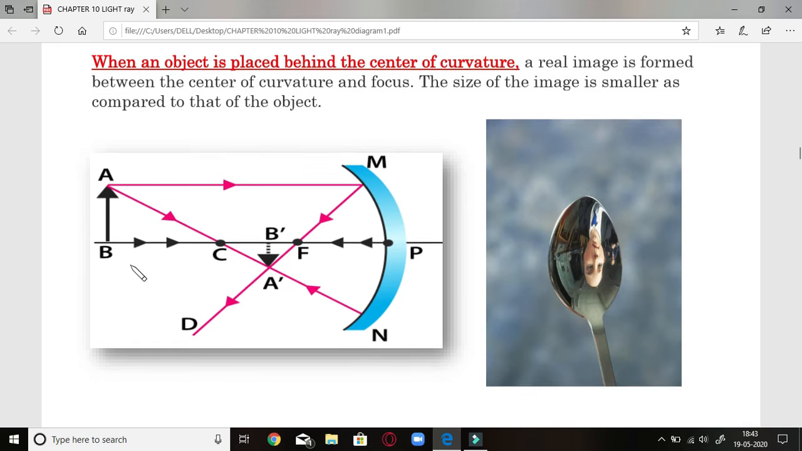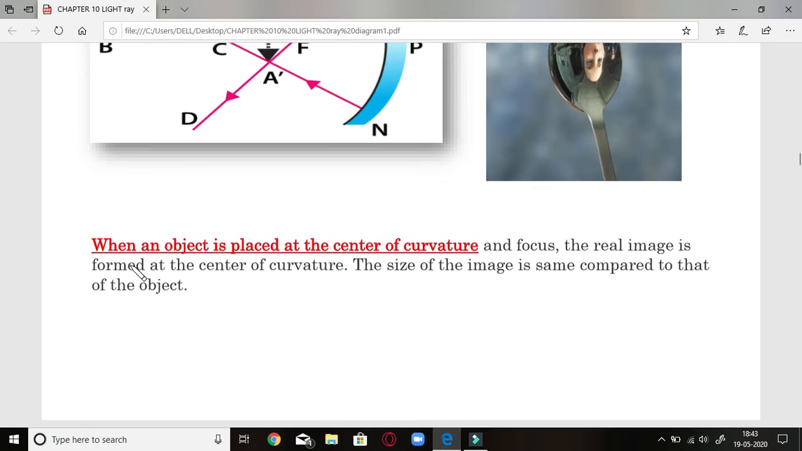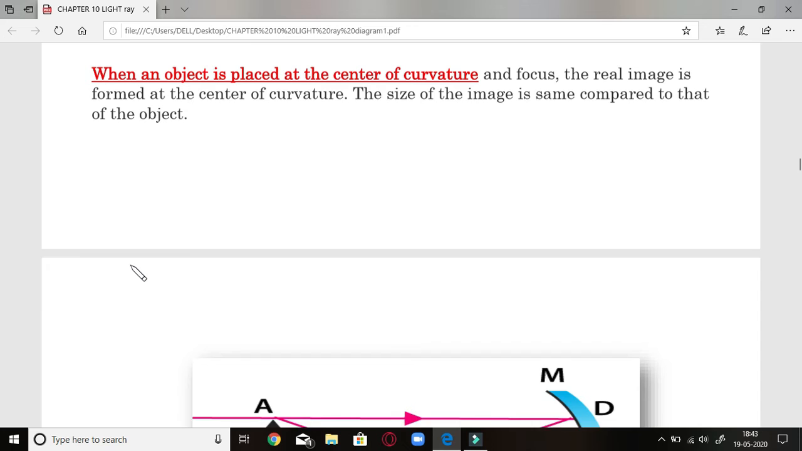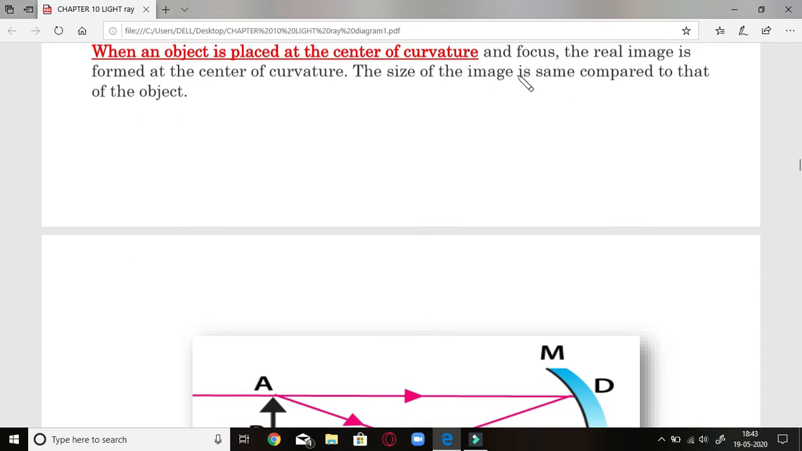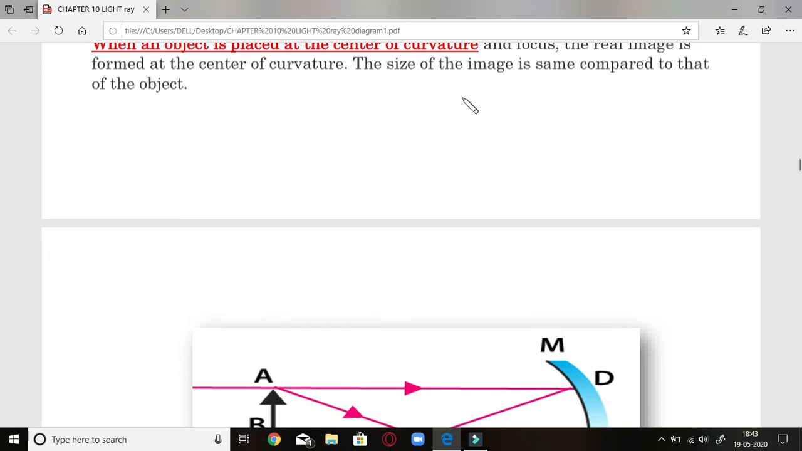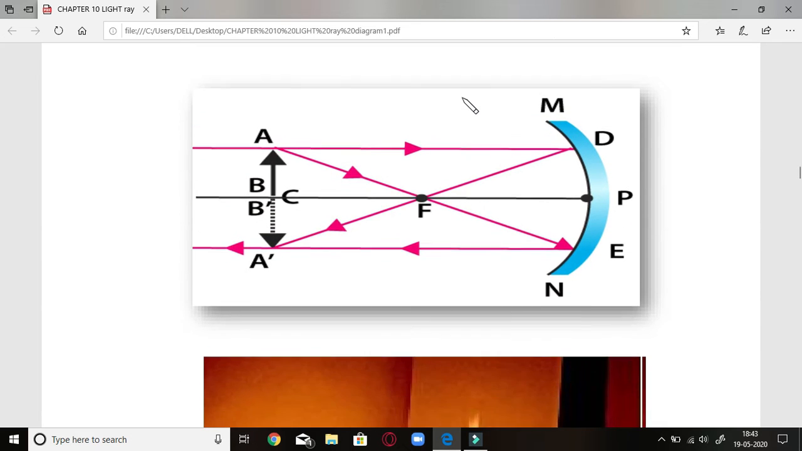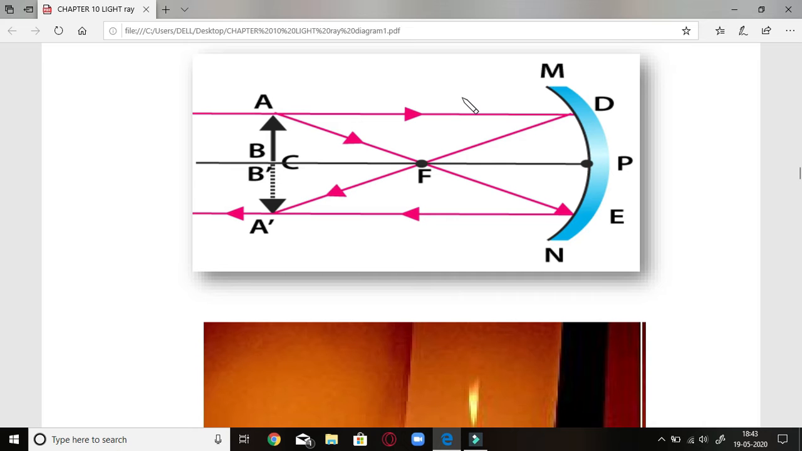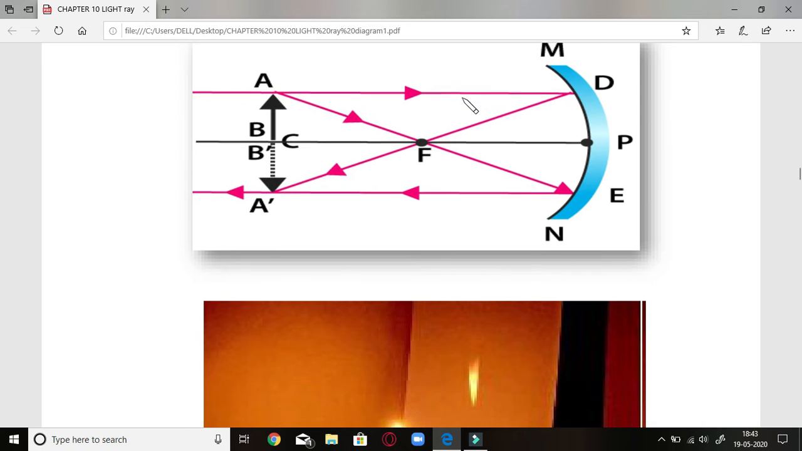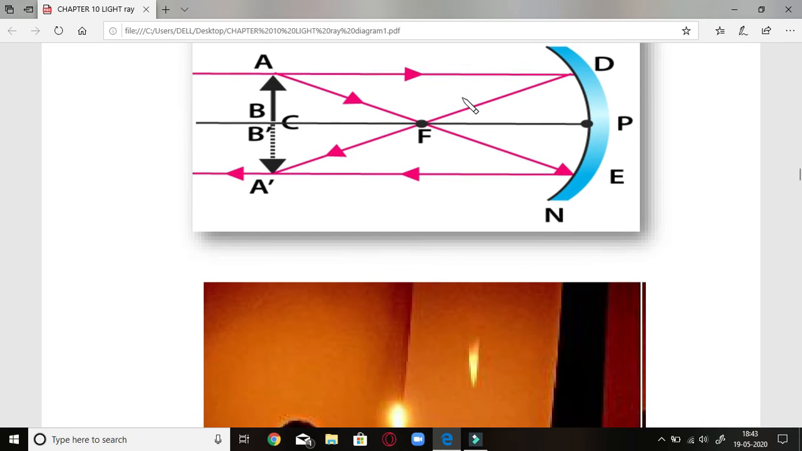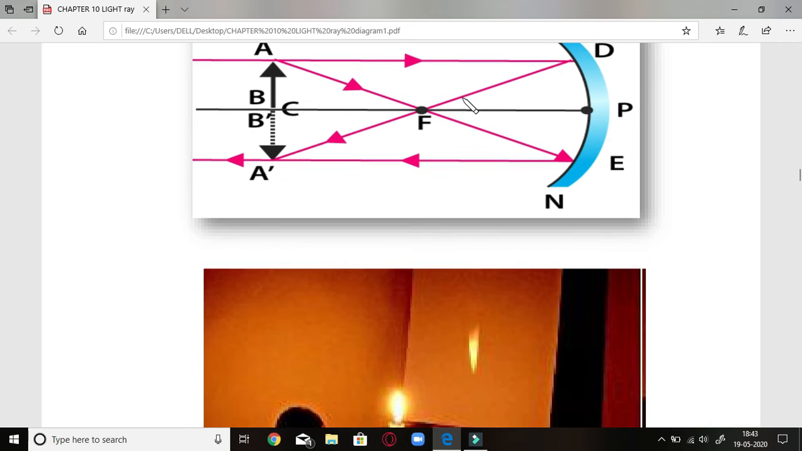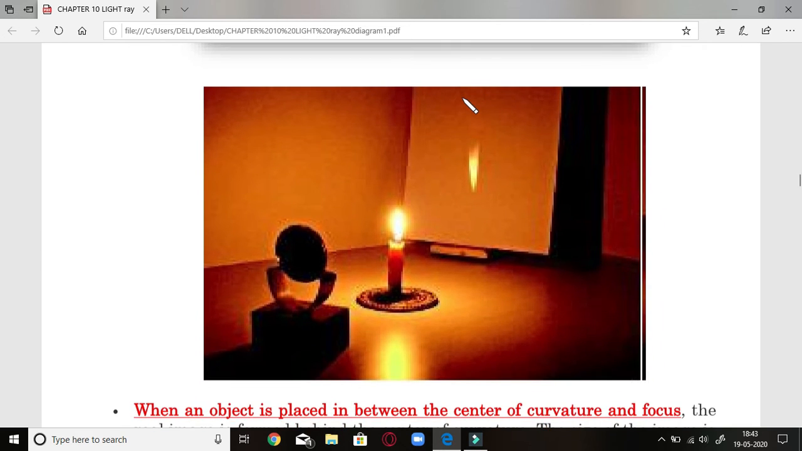This is the second one. Now you must be knowing what our third position is, that is when we place it at the center of curvature. The image formed will be again at the center of curvature. This is a very interesting example, kids, which will help you to identify in various cases. If numerical form is given to you, you can easily identify. Let us see a real example first, then we'll move to the diagram.